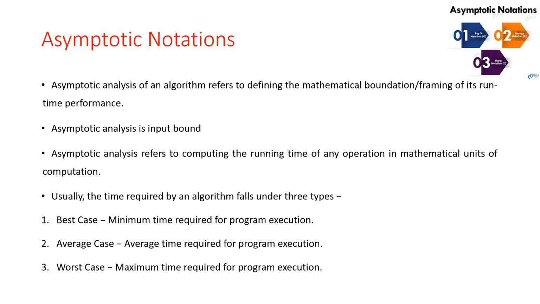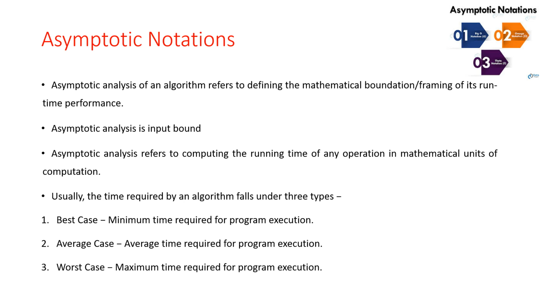This means the first operation's running time will increase linearly with the increase in n size, and the running time of the second operation will increase exponentially as n increases. Similarly, the running time of both operations, f(n) and g(n square), will be nearly the same if n is significantly small.